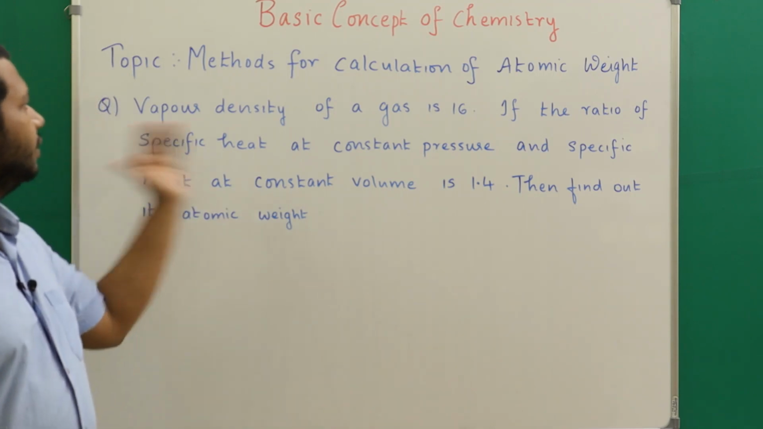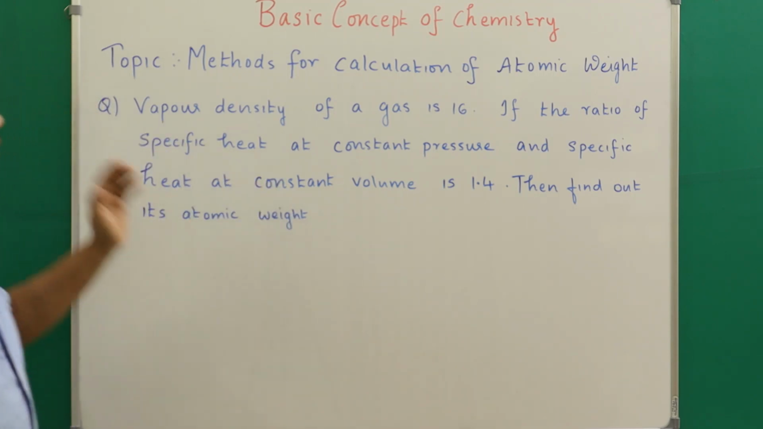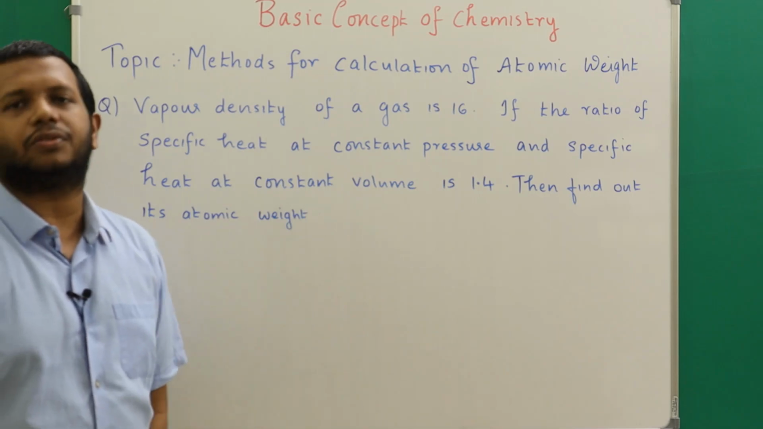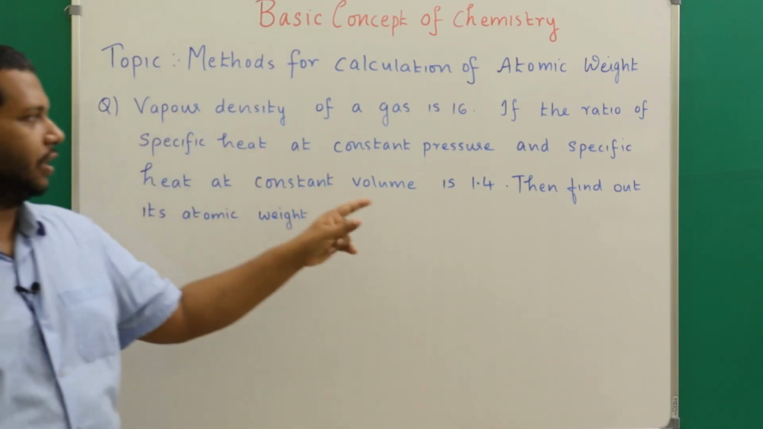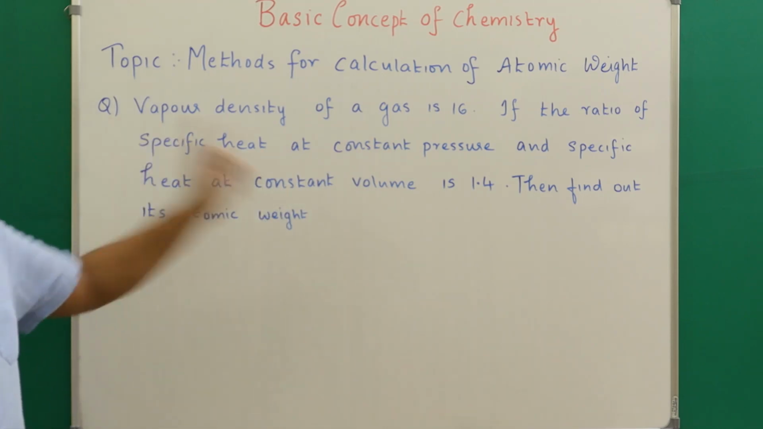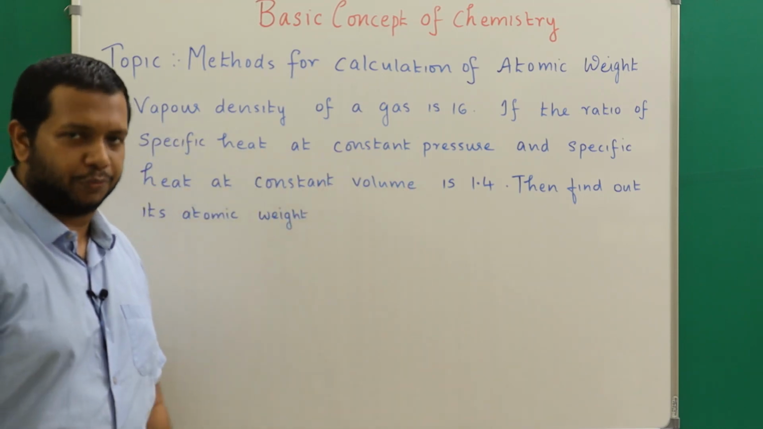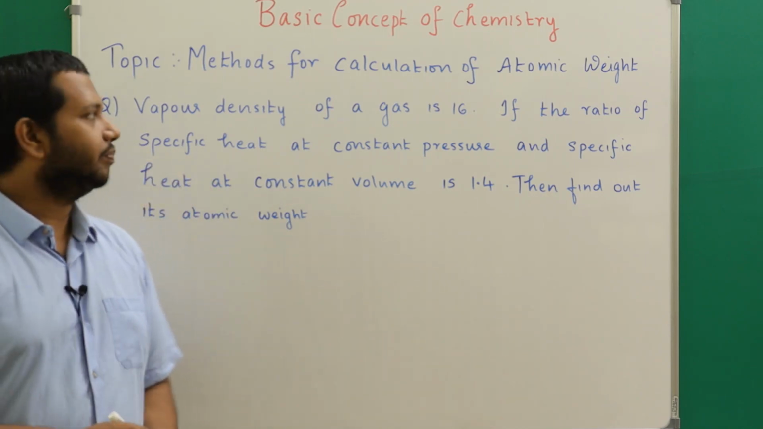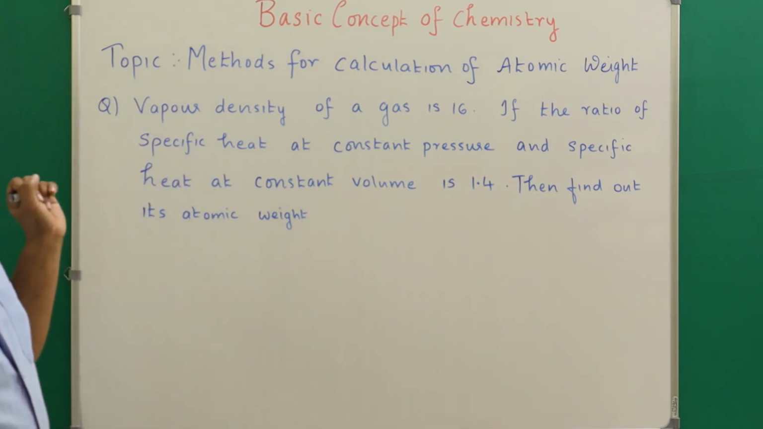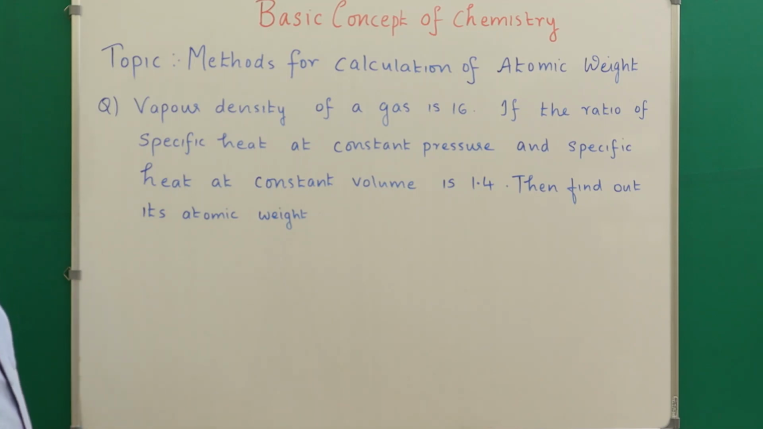Okay, I hope you could see the problem here. The vapor density of a gas is given as 16. If the ratio of specific heat at constant pressure and specific heat at constant volume is given as 1.4, then find out its atomic weight. So this is the question. There are two things: they have given the vapor density of the gas also.